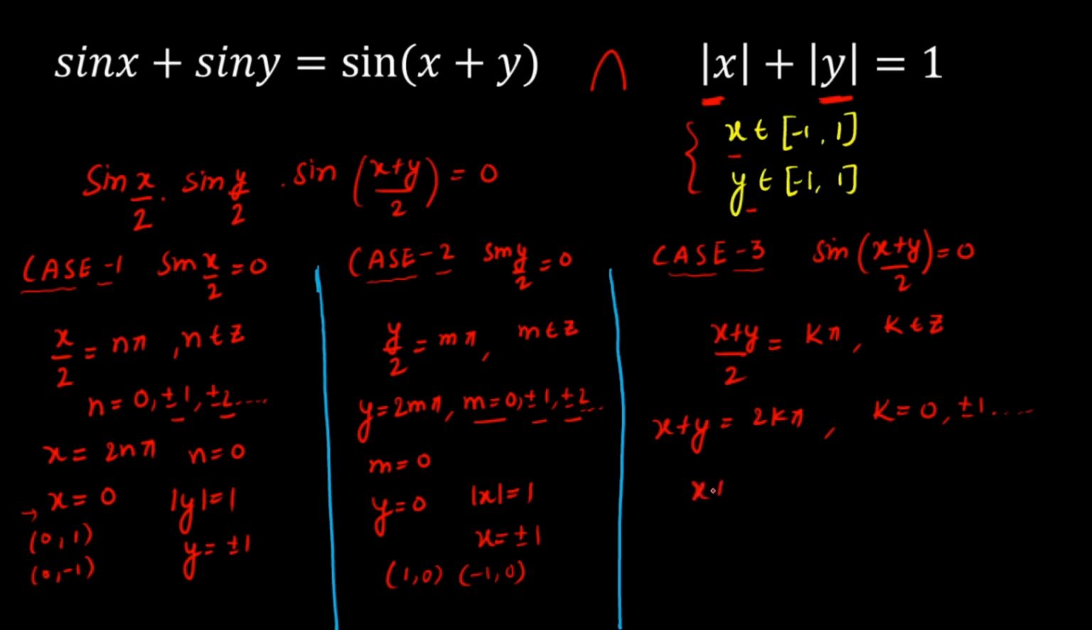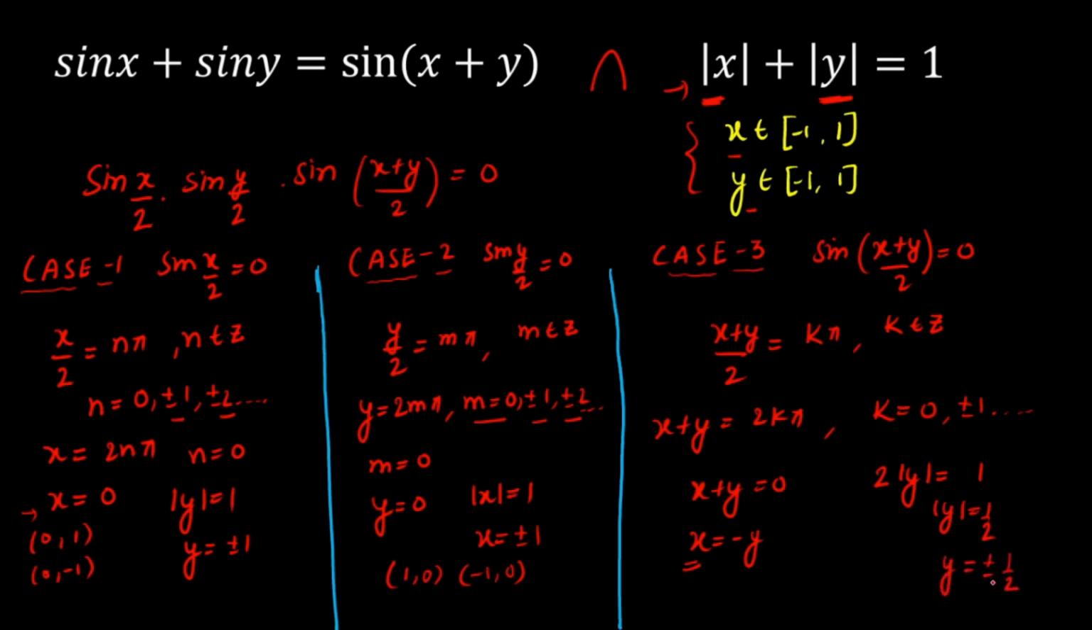We'll get this as x plus y is equal to 0. Now from here I got x is equal to minus of y. Now again if you substitute the value of x is equal to minus y, or y is equal to minus x, in this equation, we'll get this as twice mod of y is equal to 1, and mod of y is equal to half. Now from here the value of y will be equal to plus or minus half.